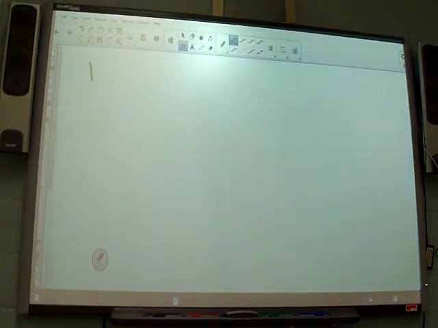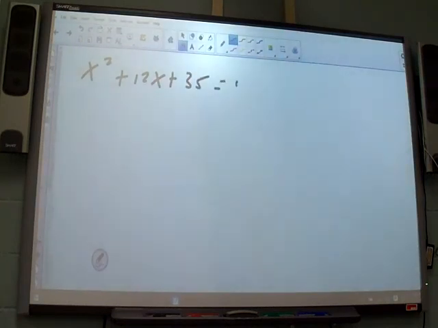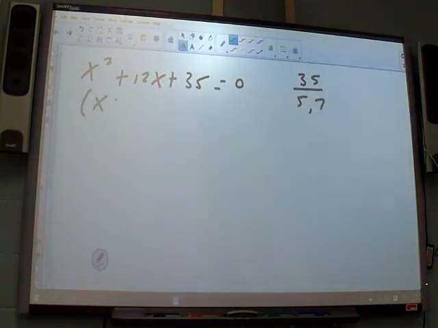So in number 1, we had x squared plus 12x plus 35 equals 0. I know I saw a lot of people all day long doing the quadratic formula on that. That will work. That's fine. I did that one by factoring. So I'm going to do it the way I did it. I knew the factors of 35 that add to 12 are 5 and 7. So this factors as x plus 5 times x plus 7.